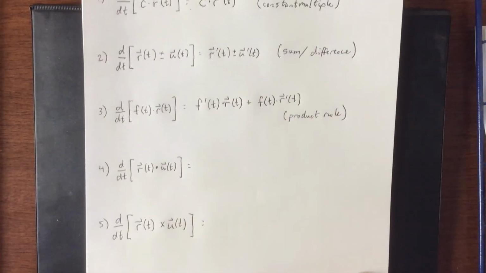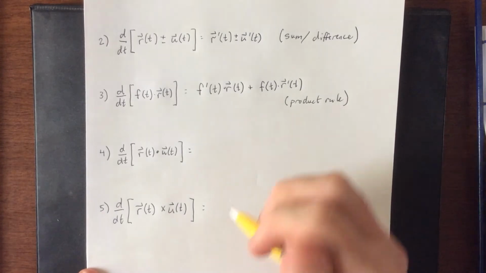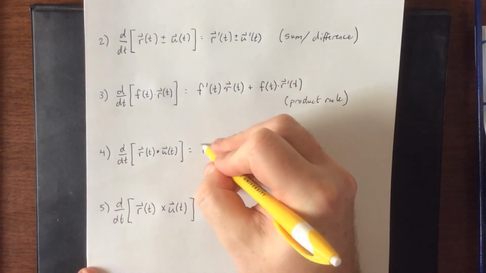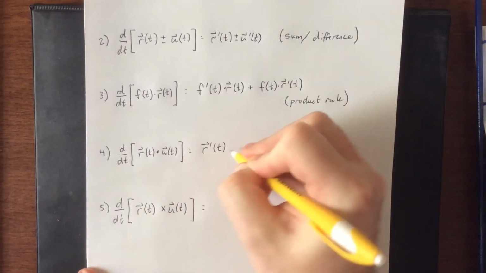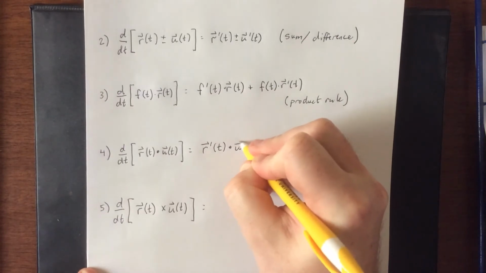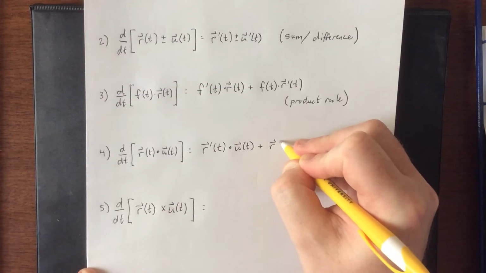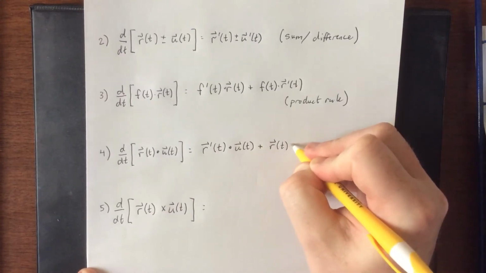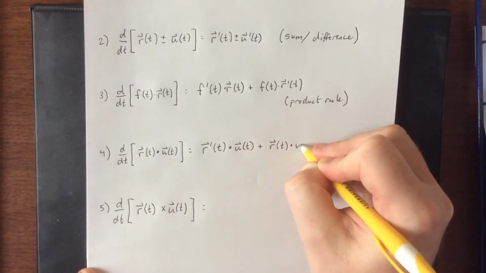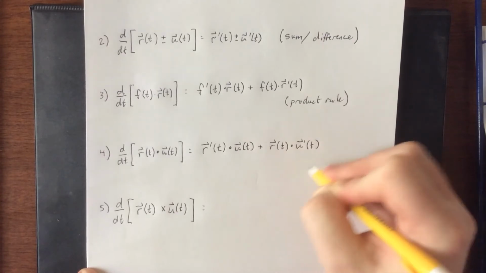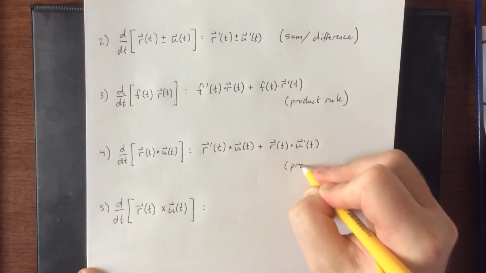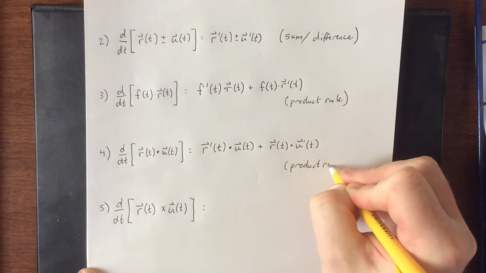Same goes for number 4. If you're taking the derivative of a dot product of two vector functions, what you're allowed to do is differentiate one at a time and dot the results. Now, again, the order in which you write them doesn't particularly matter due to the fact that the dot product is a commutative operator. So this is another form of the product rule.